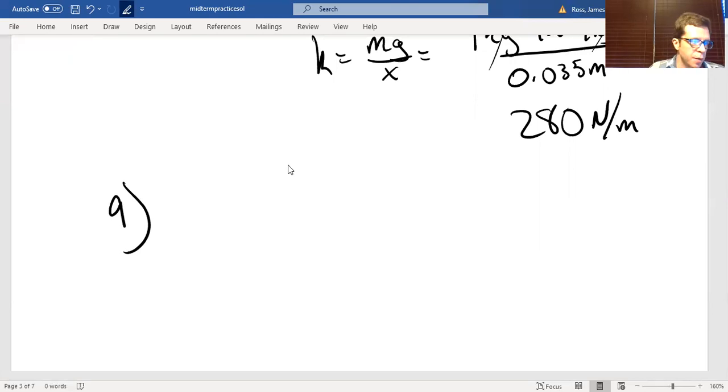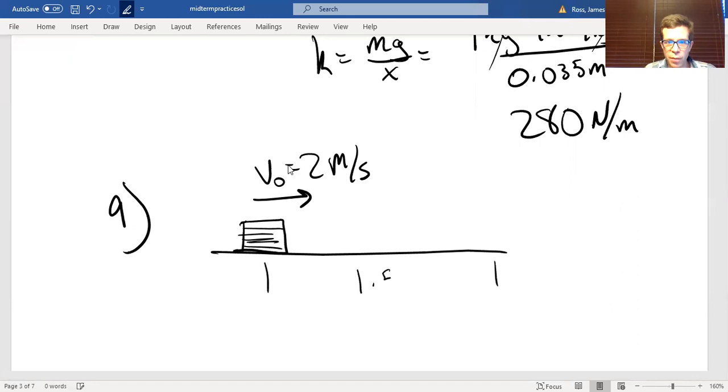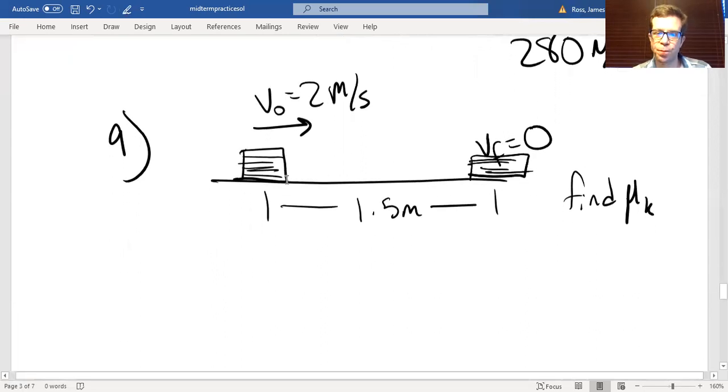All right, 9. A textbook thrown in frustration slides on the floor with an initial velocity. So here's our book sliding across the floor. V naught is 2 meters per second. If the book stops after 1.5 meters, find mu k. Find the kinetic coefficient of friction.